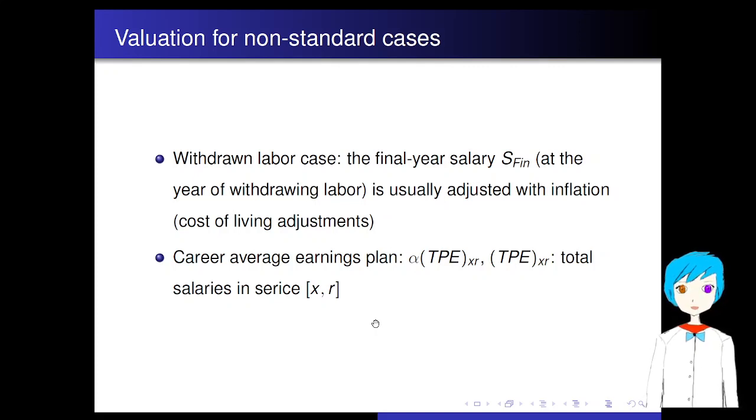We also have another plan called the career average earnings plan. In this case, the pension benefit will be alpha, the accrual rate, times TPEXR. TPEXR is the total salaries in service. If we assume that an employee joins the company at X years old and retires at R, it is different from the normal plan, because here we replace N times S final with TPEXR, the total salary during service.